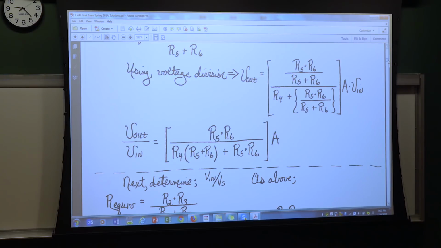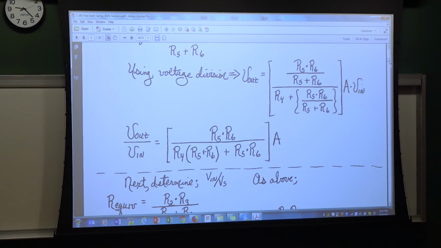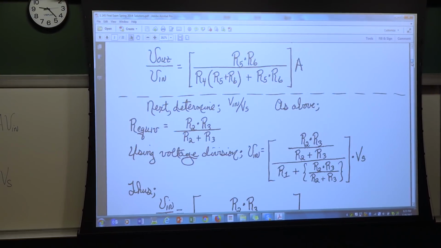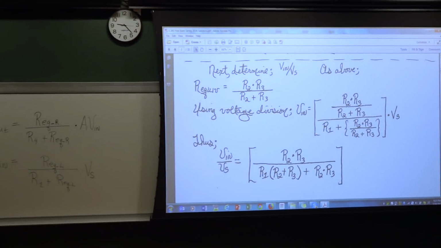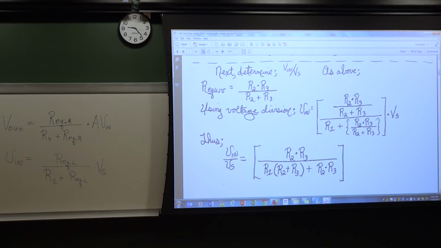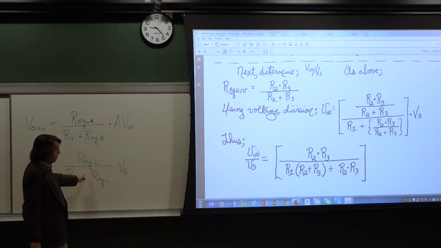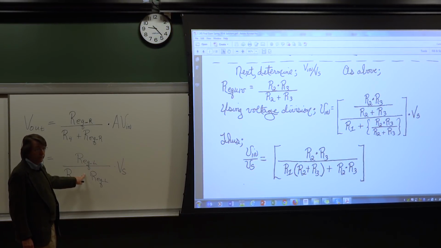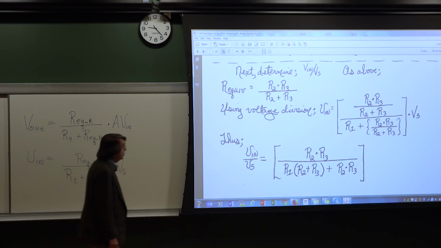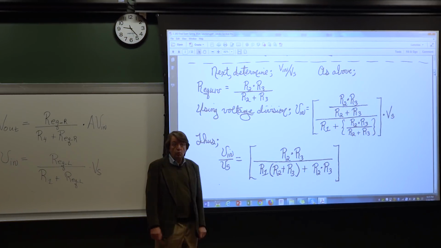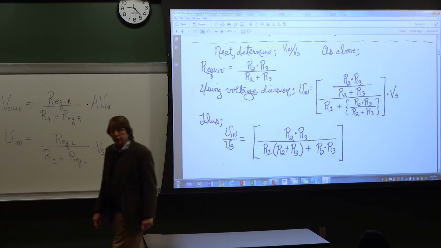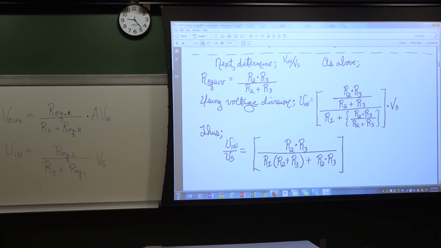Now I say, okay, let's determine the second one. And I get V in over Vs. My colleagues, that would be my second equation. And what you now need to do is just substitute one into the other. And you should be all set.